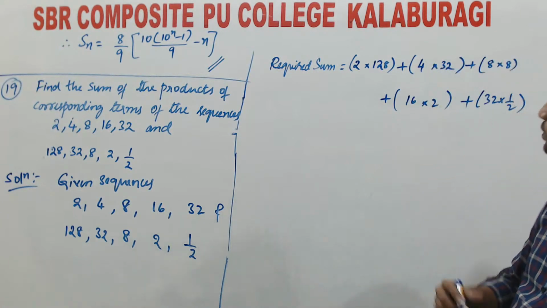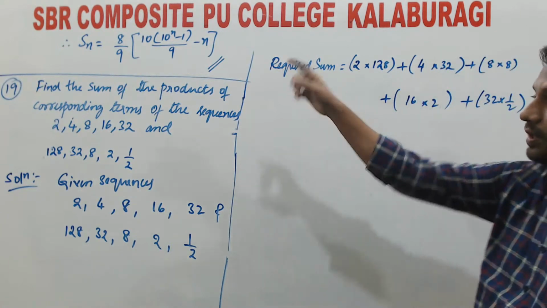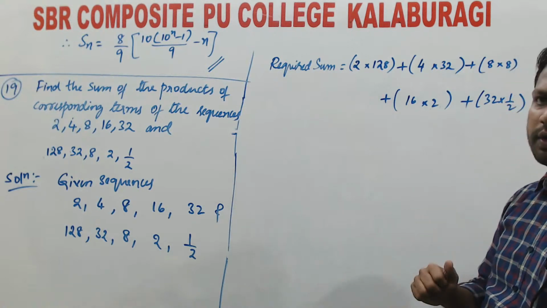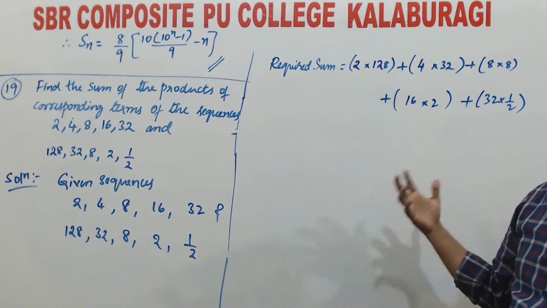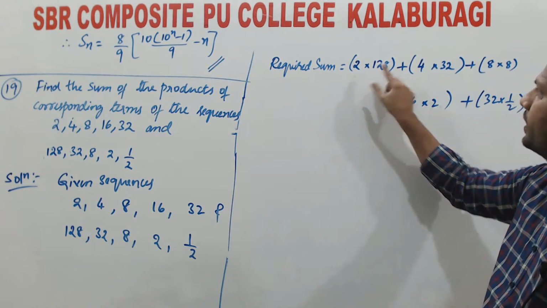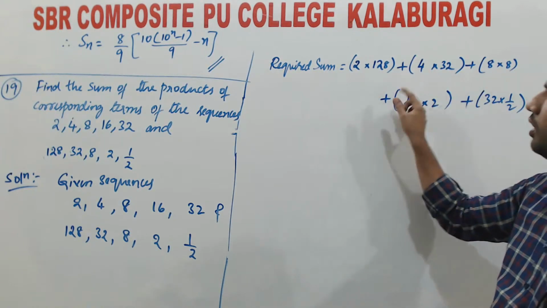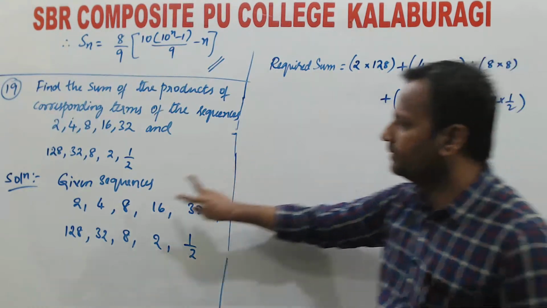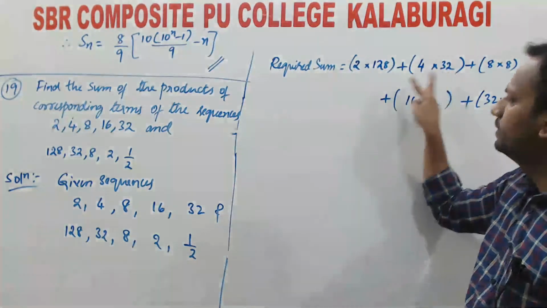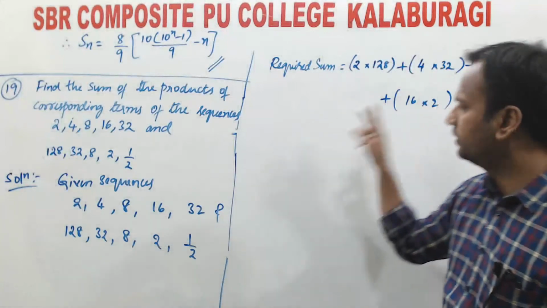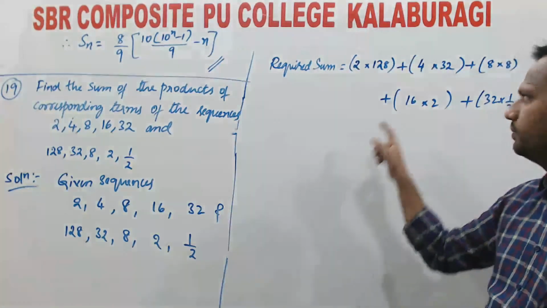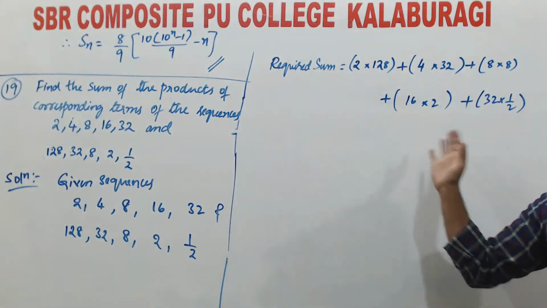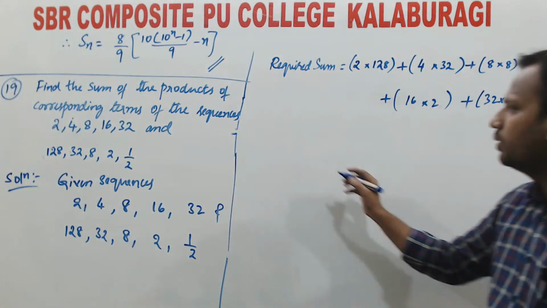So this is what I have done, you see. According to the statement, sum of means addition of, sum of product means multiplication of the corresponding terms of the two given sequences. Corresponding first, second, third, fourth, fifth terms of the sequences, we have done in this way. Got it now?